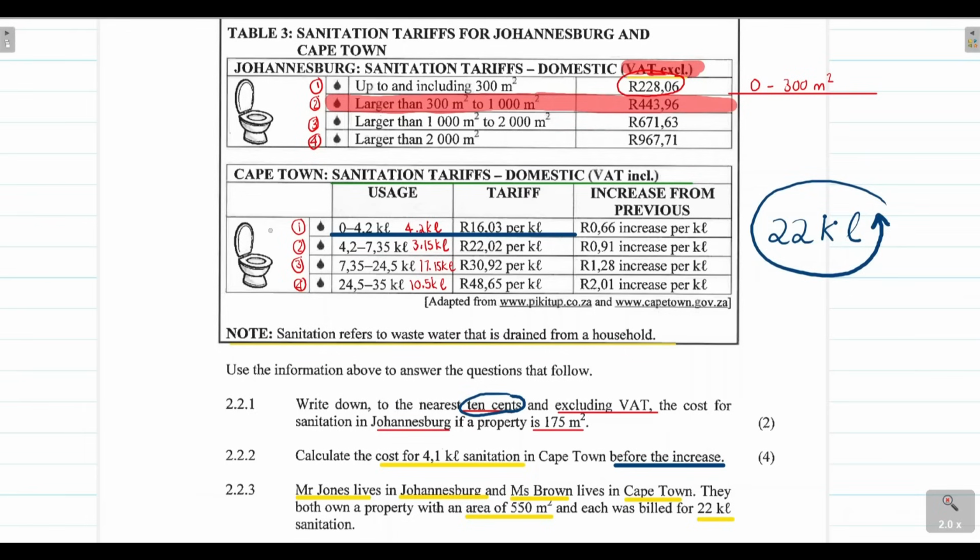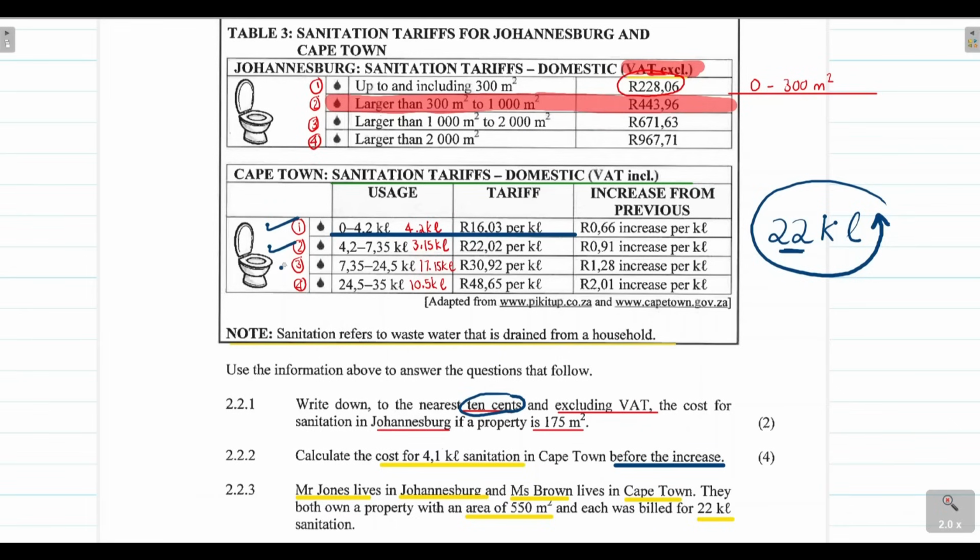If we take the first block, we would have just used 4.2 kiloliters, plus the second block. So if you take 4.2 plus the 3.15, how many kiloliters have we accounted for? It's 7.35 kiloliters. But we don't need 7.35, we need 22 kiloliters. So we still need to go. In the third block, if you take that 7.35 and add it to 17.15, do we get to 22 kiloliters? No, we don't. You will get to 24.5 kiloliters.